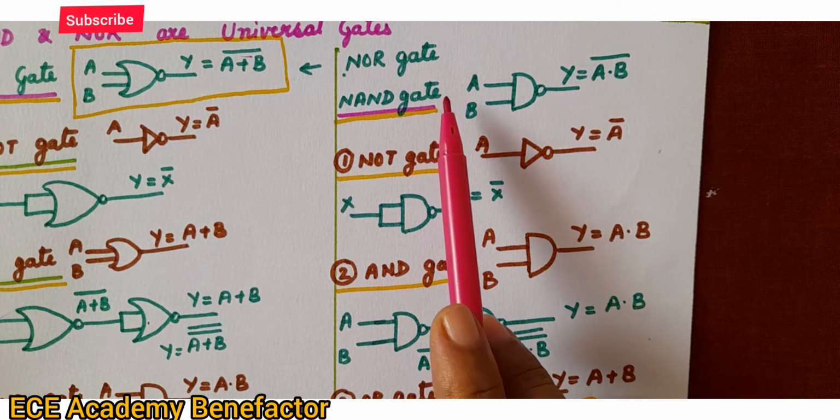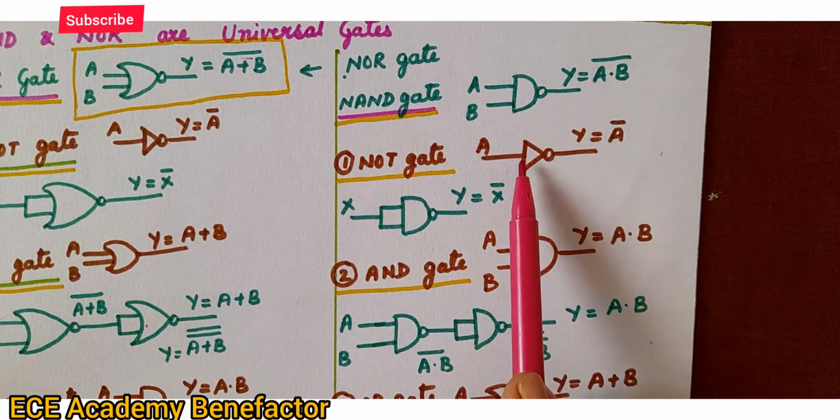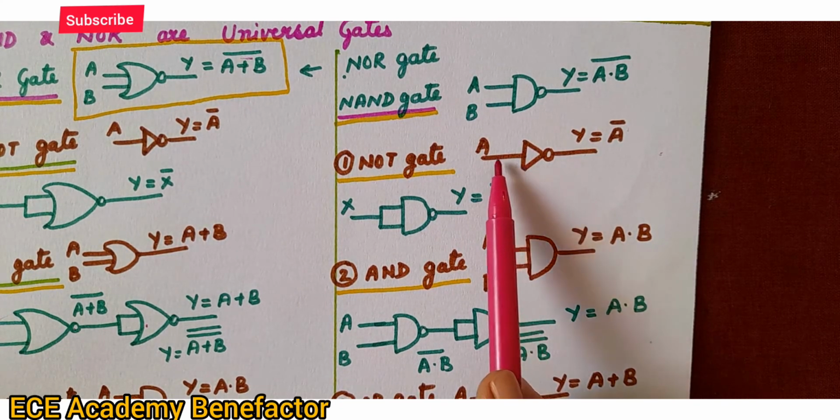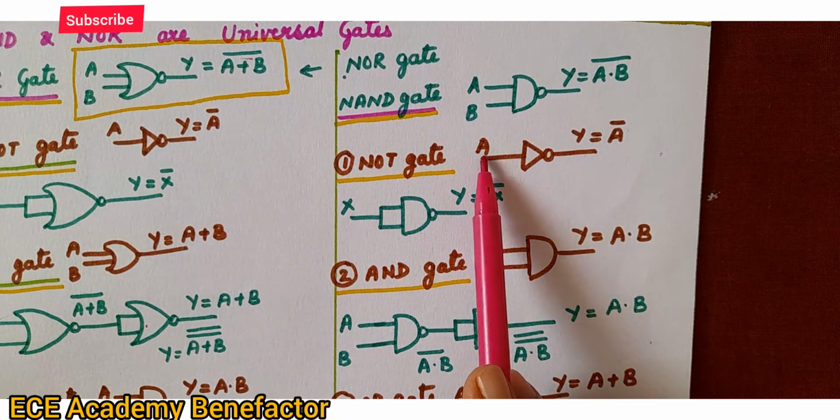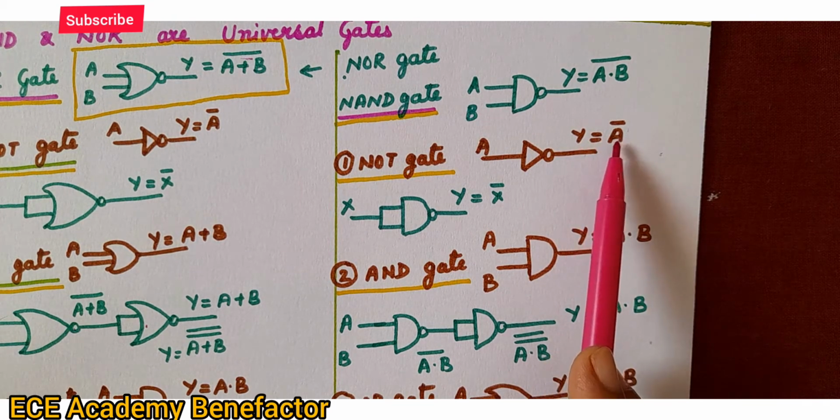We have to design a NOT gate using a NAND gate. So you have to know the expression in Boolean, you have to know the symbol. This is a NOT gate symbol. What it is doing? If you are giving A, output is coming as A bar. Y is equal to A bar. We want to get the complement.